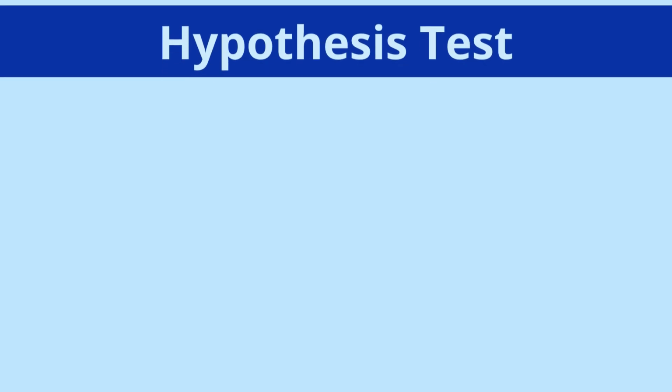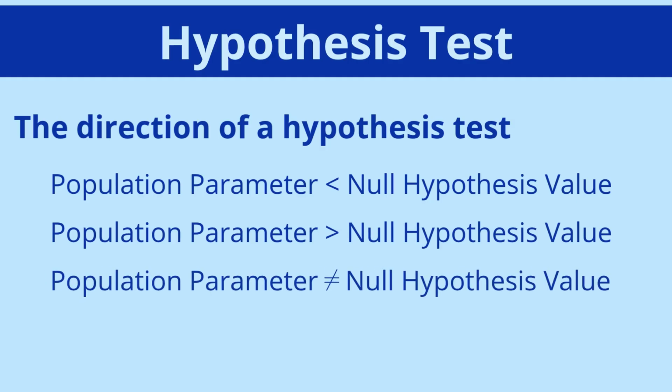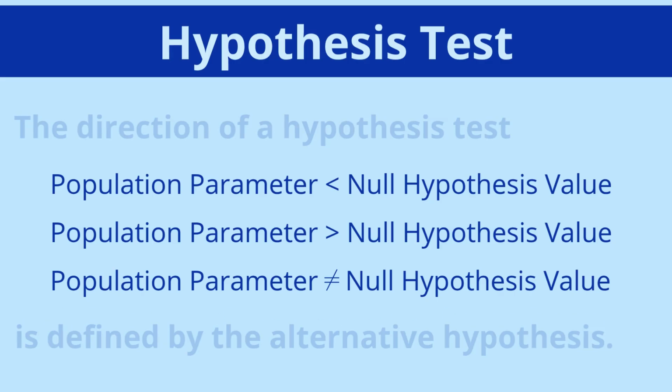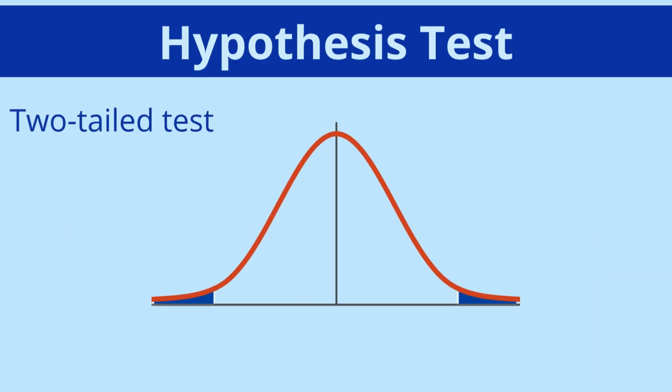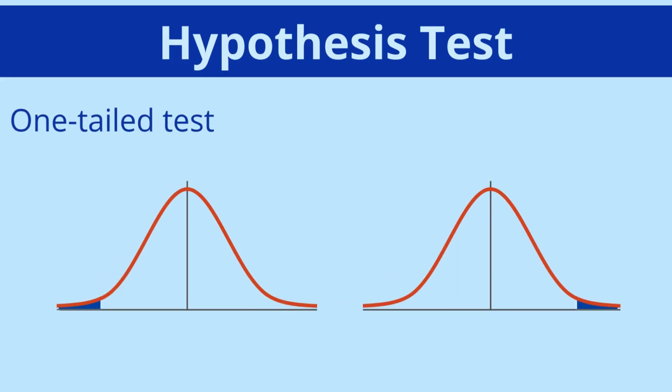In a statistical hypothesis test, the direction of a hypothesis, that is the specific way in which the population parameter is claimed to deviate from the null hypothesis value, is defined by the alternative hypothesis. The direction or the specific sign chosen for the alternative hypothesis determines where the rejection region falls on the sampling distribution. In a two-tailed test, the rejection area is split between both tails, while in a one-tailed test, the rejection area is concentrated entirely on one tail.